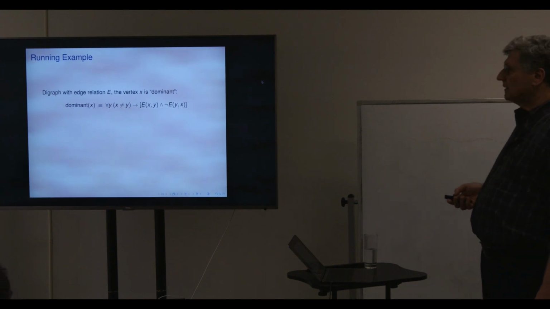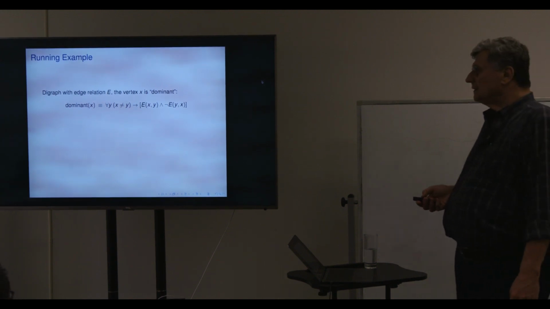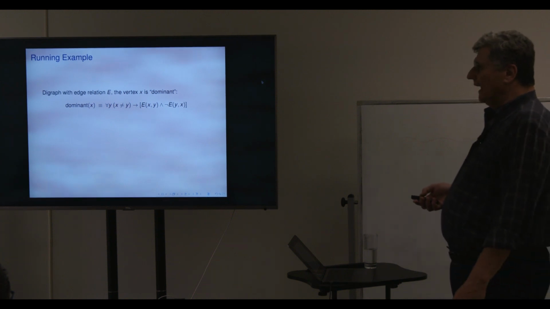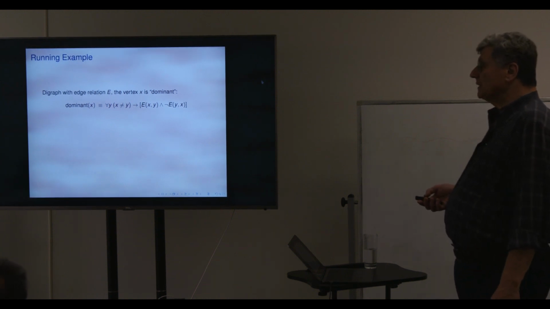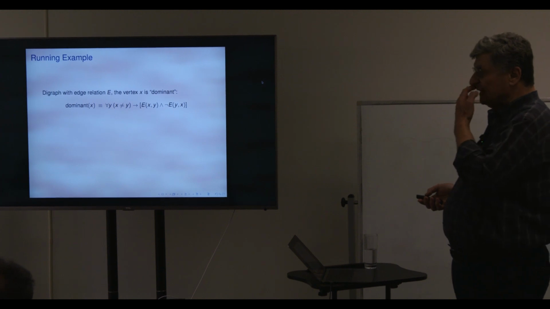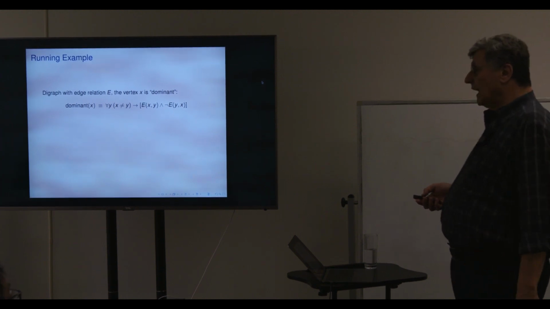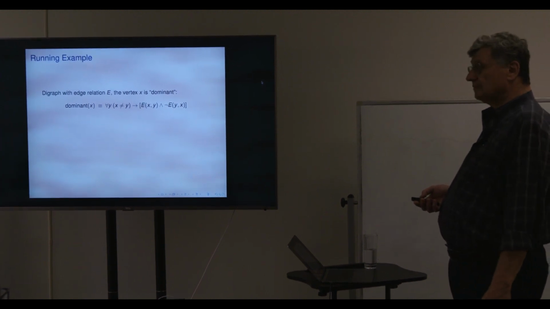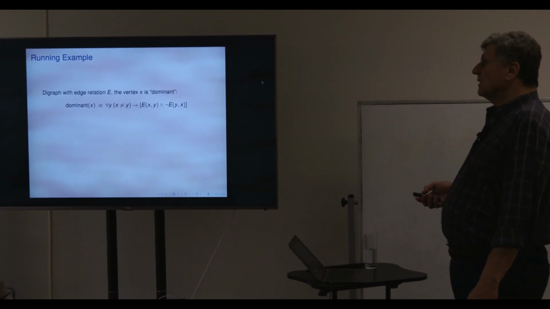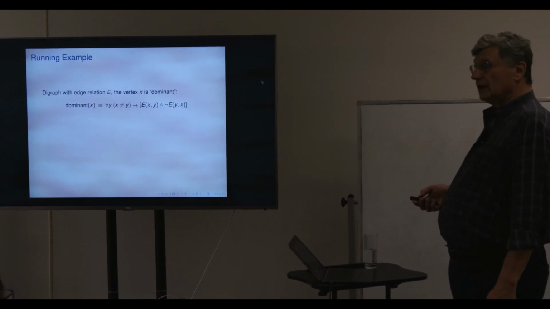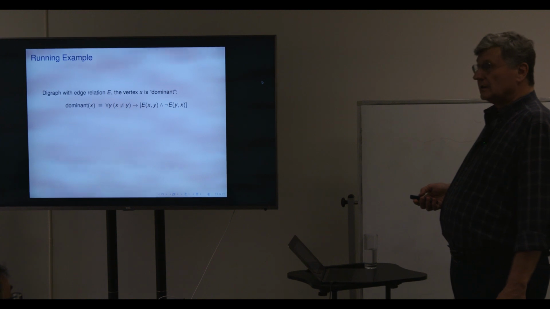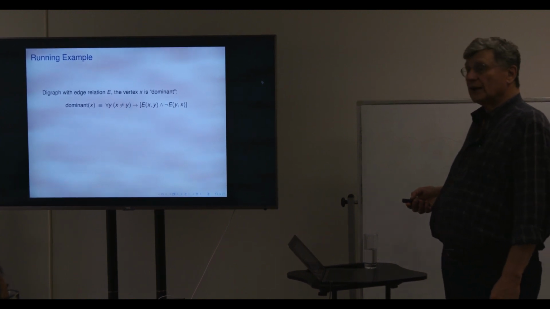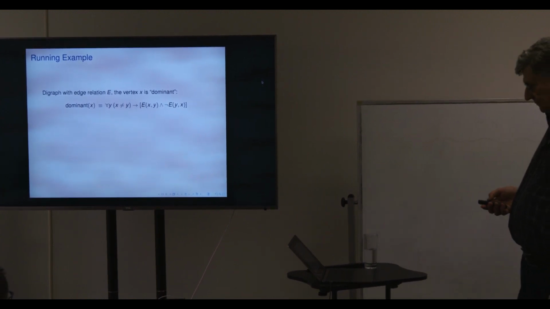I don't understand your formula there, I'm sorry. Can you read it again? So X is dominant. The vertex X is dominant if for any vertex Y different from X, you have an edge from X to Y, and you have no edge from Y to X. Okay.